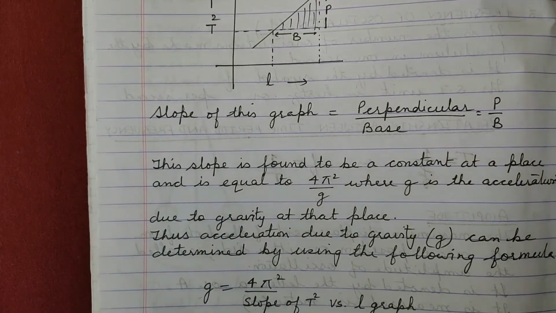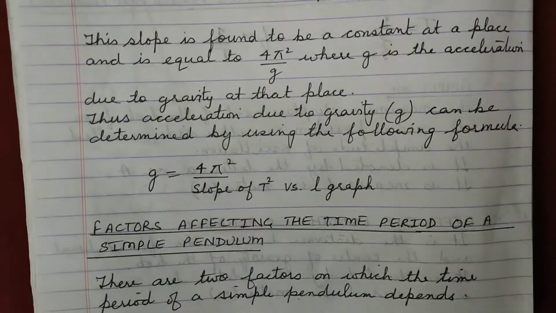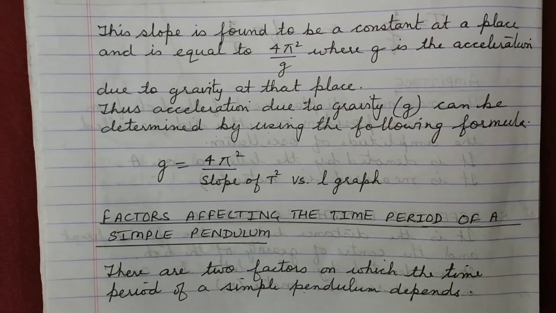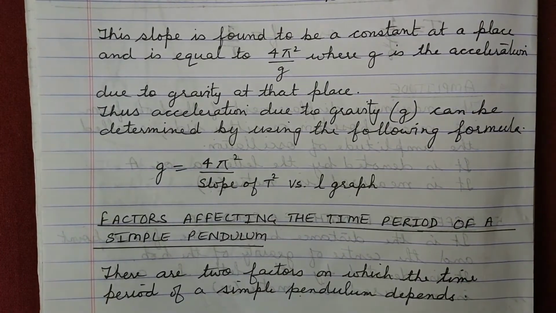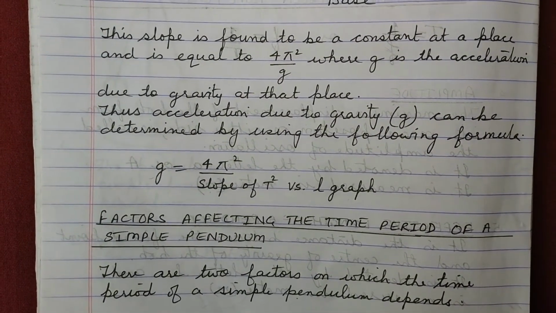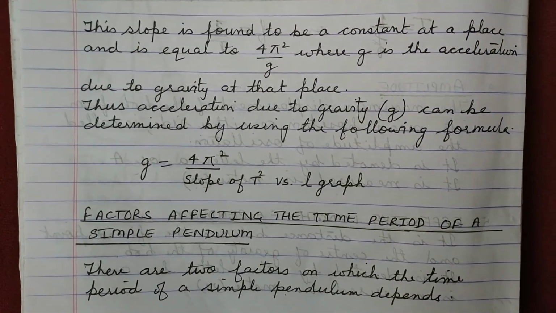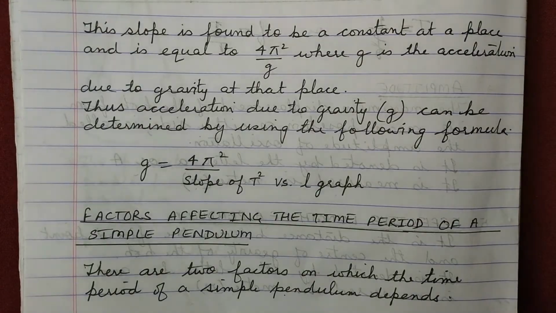If you are asked any time to name the factors on which the time period of a simple pendulum depends, then you are going to write the factors only. And basically there are two factors. One is the length of the pendulum, and secondly the acceleration due to gravity.